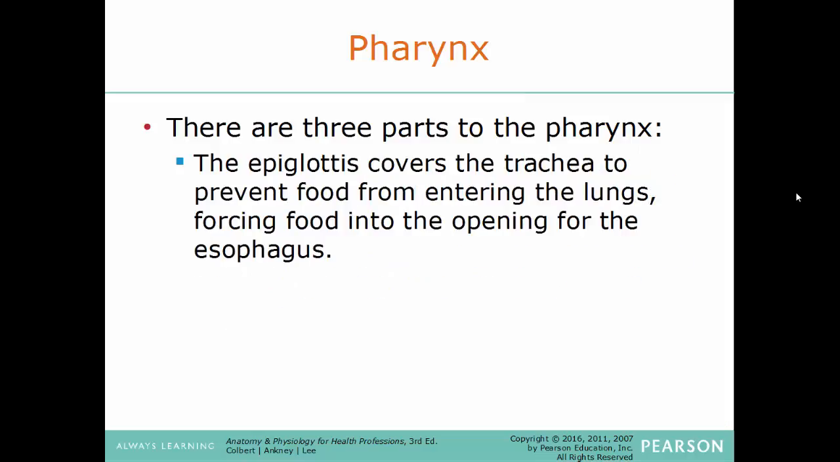Alright, the epiglottis is a piece of cartilage that will cover the trachea to prevent food from entering the lungs and forcing food into the opening of the esophagus. Whenever you eat too quickly or eat too much, or possibly both, when you start to choke on food, people say that you have food going down the wrong way, and that's literally true. You're having food go past the epiglottis as it's trying to get into your lungs. That's why you start to cough so violently. It's to dislodge that food and get it away from your lungs, get it away from your trachea.